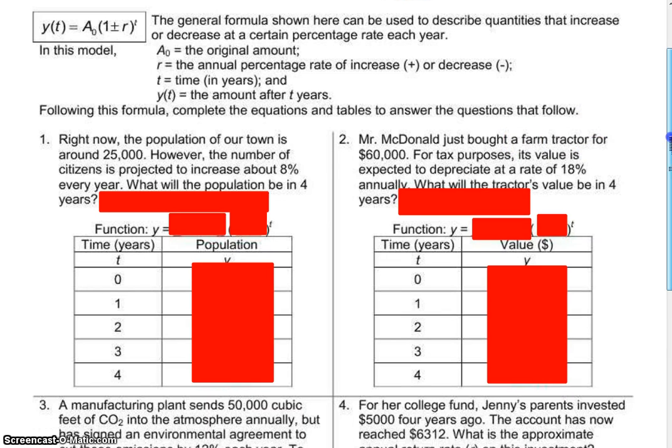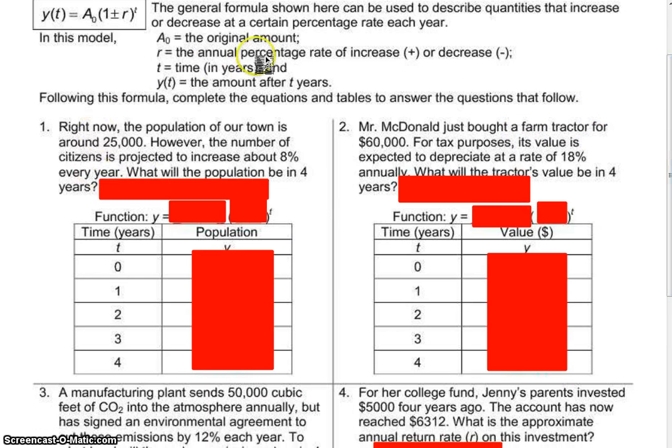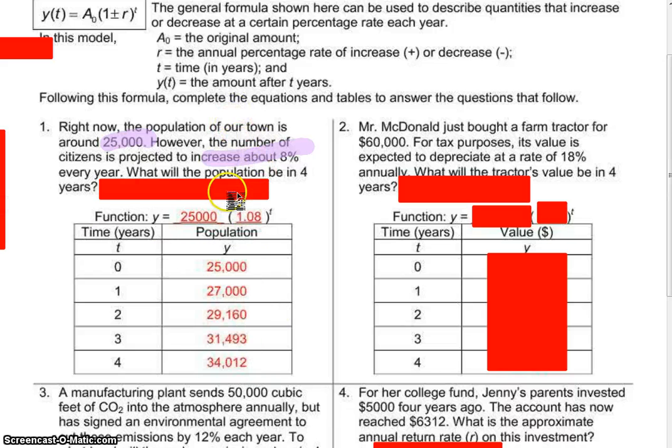So following that formula, right now the population is 25,000. However, it's expected to increase. So starting point and then increase by 8%. So your A is going to be 25,000. Your B is 1.08 because it was increased and we added it. So then you would just put that into y equal and fill in your table. And after 4 years, 34,012 people.